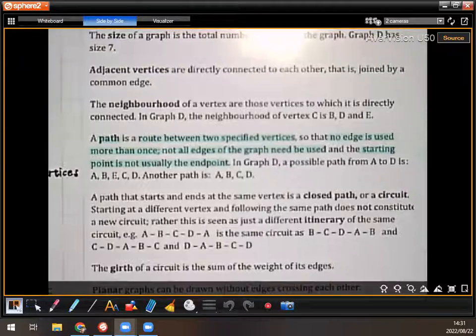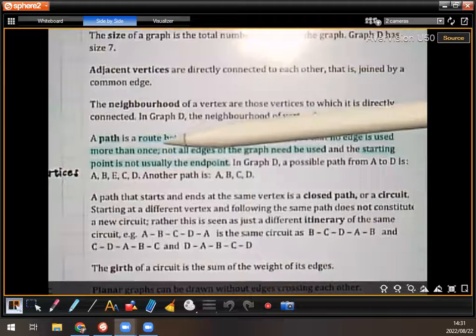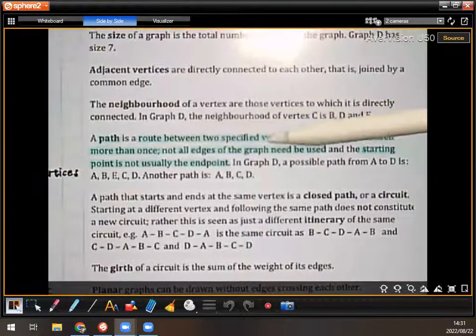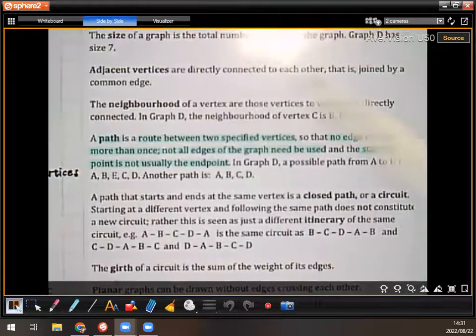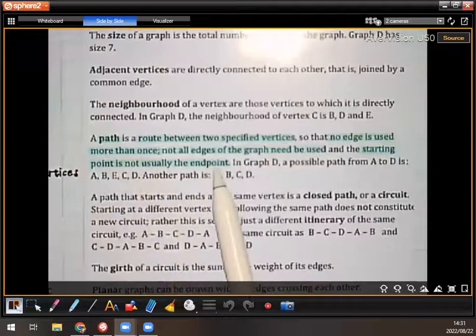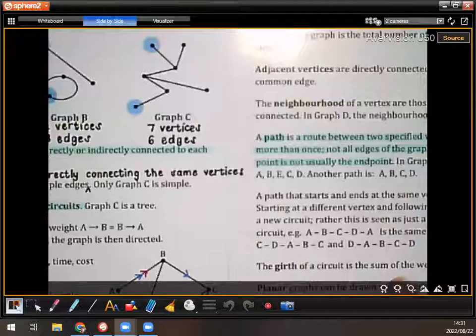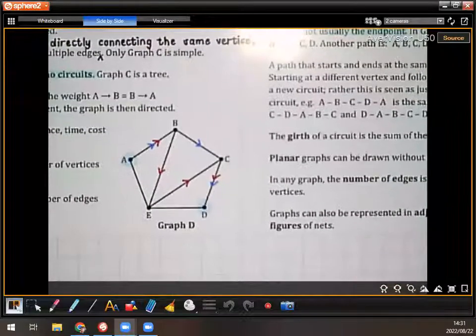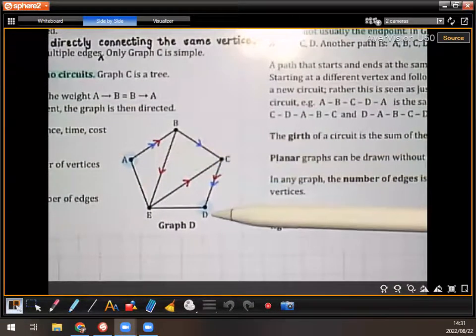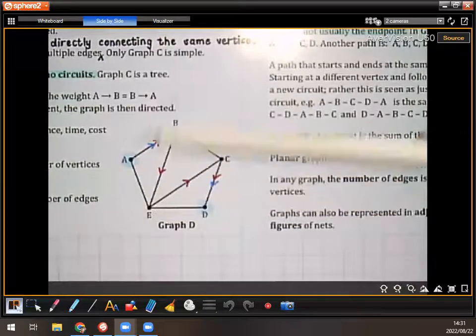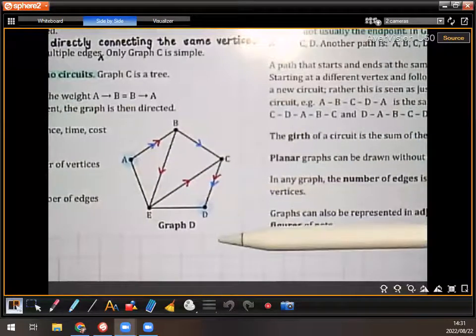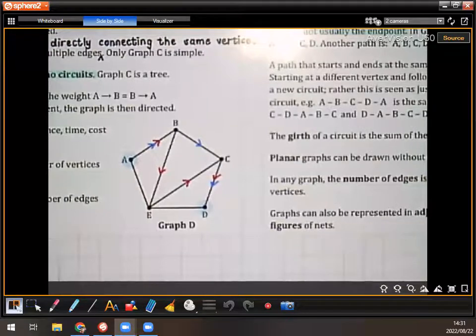Okay, a path is a route between two vertices so that no edge is used more than once, right? Not all edges need to be used, and the starting point is not usually the end point. Okay, we said that. Then we looked at this graph on the side here, and I said, let's find a path from vertex A to vertex B. Do you guys remember that? Maybe if you didn't get a chance to copy this down, you can copy this down now. It's nice to actually have a diagram that indicates these things instead of just words.